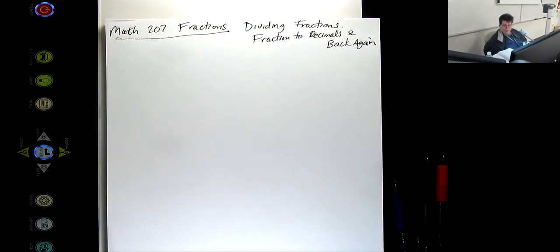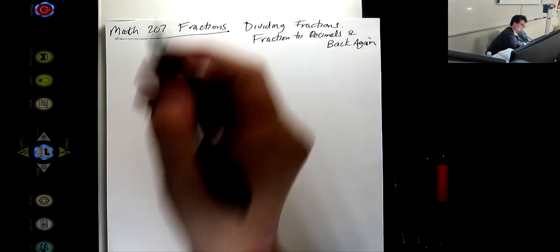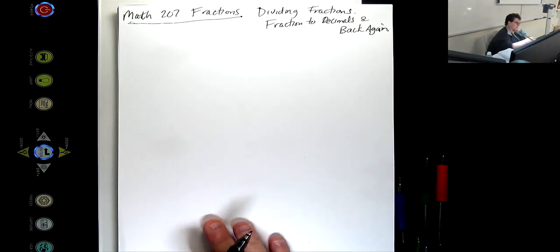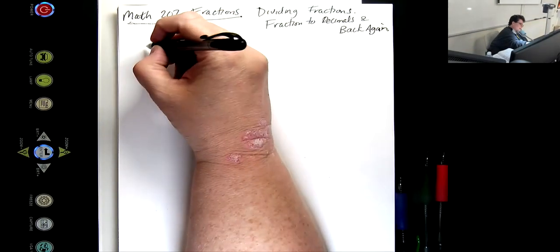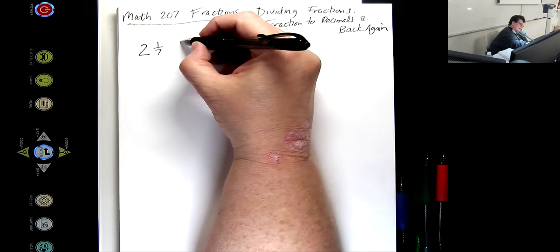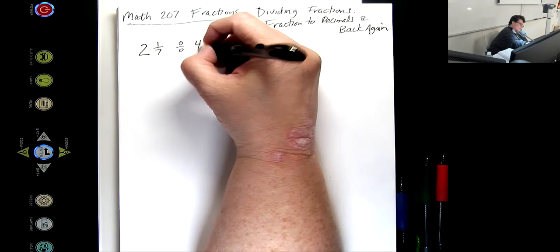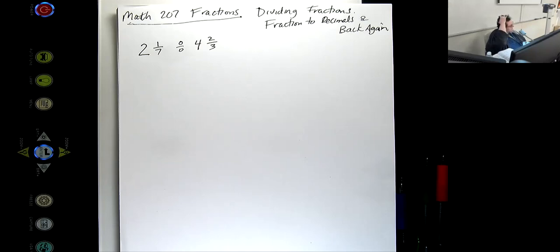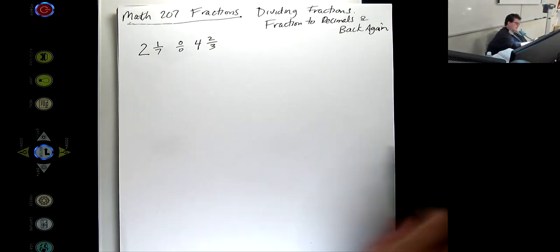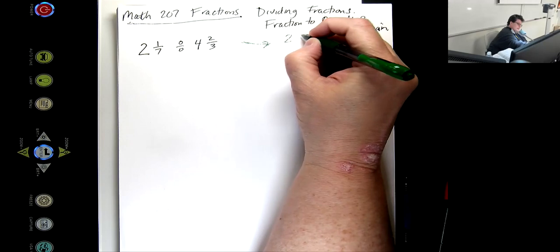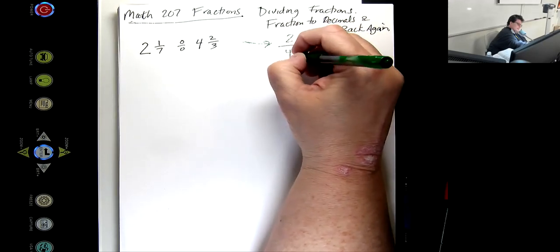So, let's start off with a quick thing on mixed numbers, just to make sure that sometimes when you're dividing fractions, you'll start with a mixed number. So let's do one real quick right now. Let's say I have 2 1/7, and I'm going to divide it by 4 2/3. Alternatively, you might see it like this. Because division is a fraction, they might write it as a fraction like this.